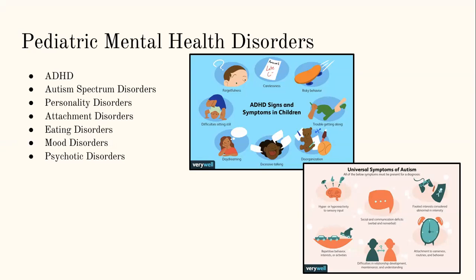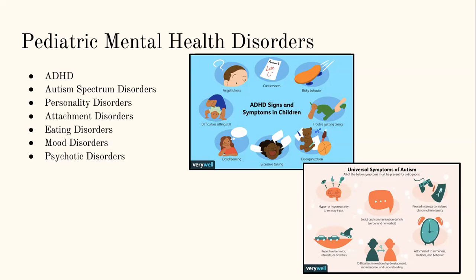We also have attachment disorders in our children. They can have separation anxiety disorder, where they have extreme anxiety and temper tantrums when separated from a loved one. We can also have reactive attachment disorder and disinhibited attachment disorder. Those two disorders are very common in children that have had neglect early on in life, that have come from orphanages where they've been neglected, or maybe they come from a family of a lot of abuse.